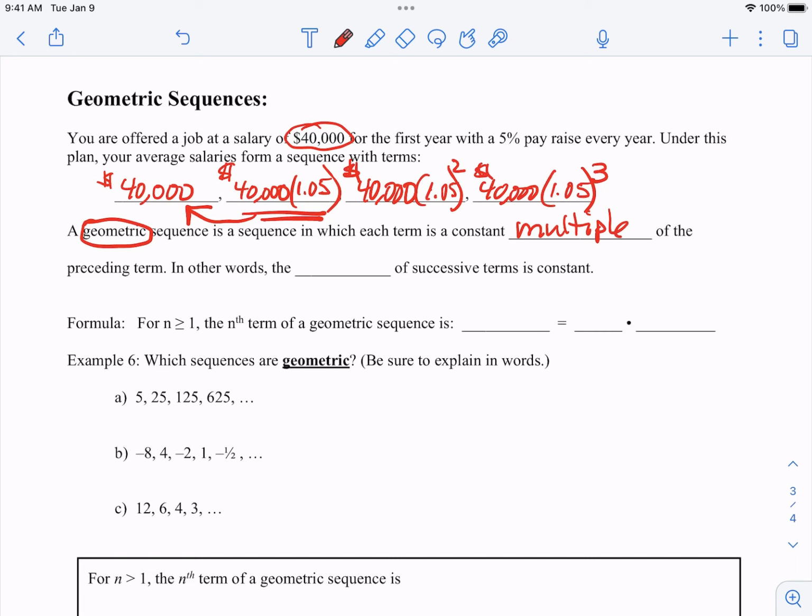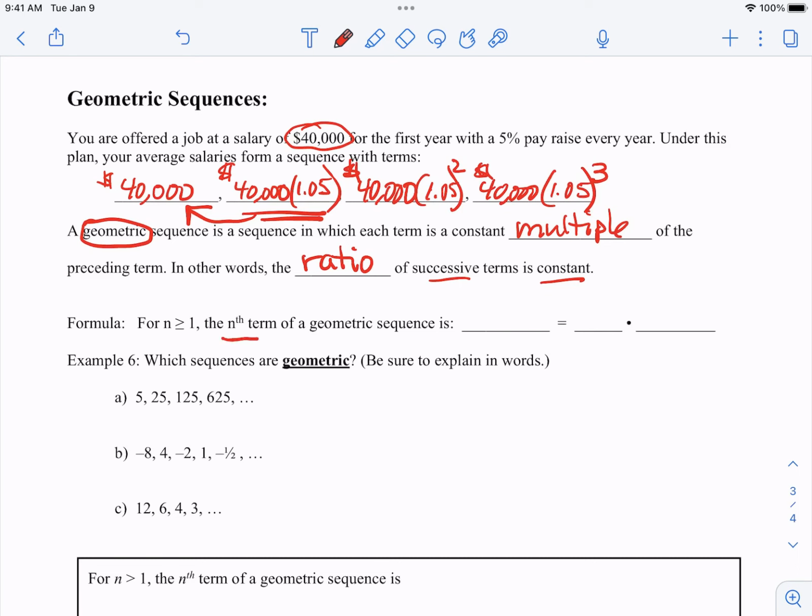Or if you'd like another way to say it, the ratio of successive terms should be constant. Last time it was the difference. For arithmetic, the difference between two consecutive terms is constant. Now it's the ratio, or the division of two consecutive terms, that is the same every single time.